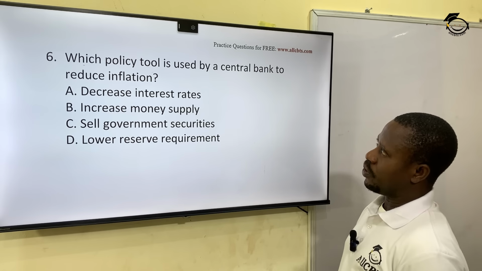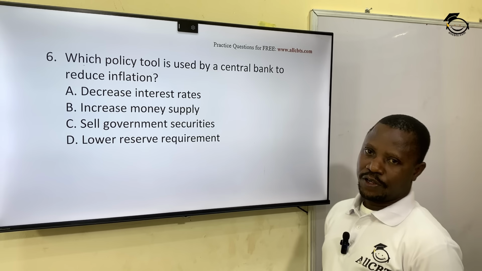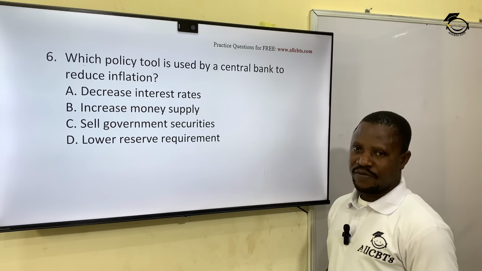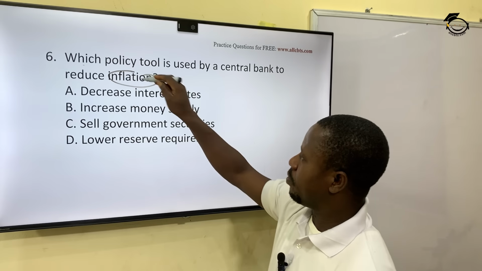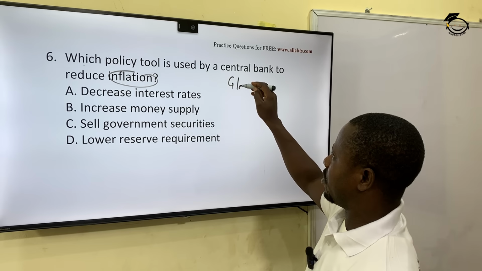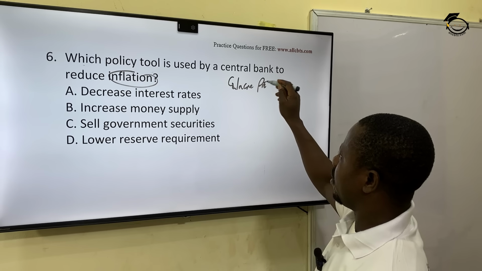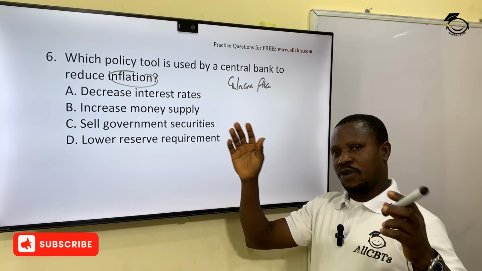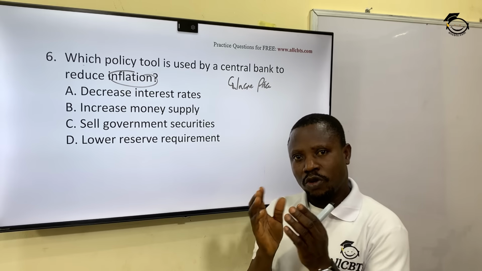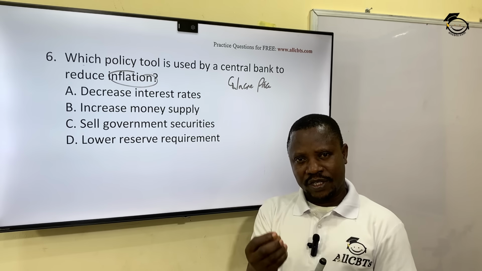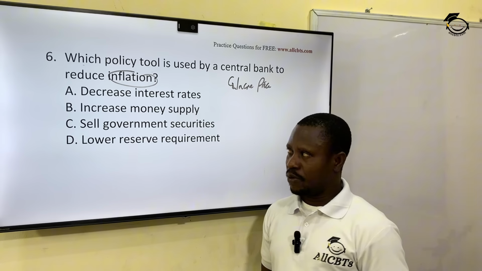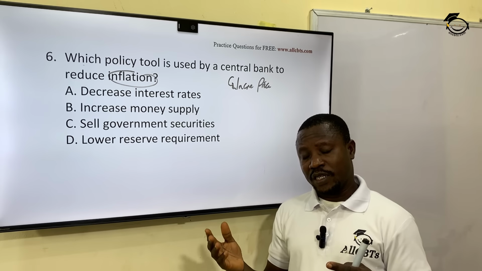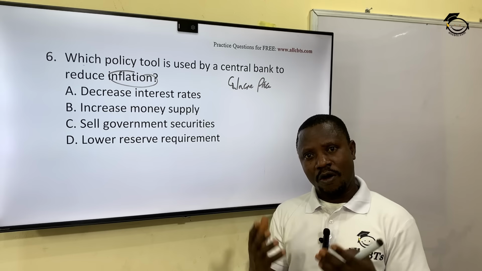Which policy tool is used by the central bank to reduce inflation? Decrease interest rates, increase money supply, sell government security, lower reserve requirement. Now, inflation simply means when there is a general increase in the price level of goods and services, such that too much money is chasing after limited goods. We're experiencing that in Nigeria right now. So when there is inflation, in other words, when too much money is in circulation, the implication is that money will start losing its store of value.